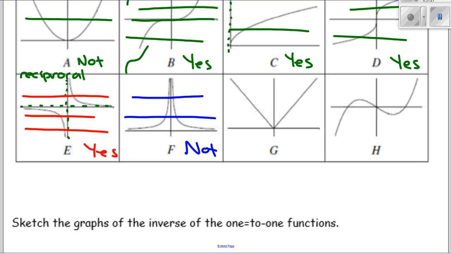What kind of function is this? Maybe absolute value. Okay, yep, so that one, as you said, is not one-to-one. It's an absolute value function, it cuts twice.